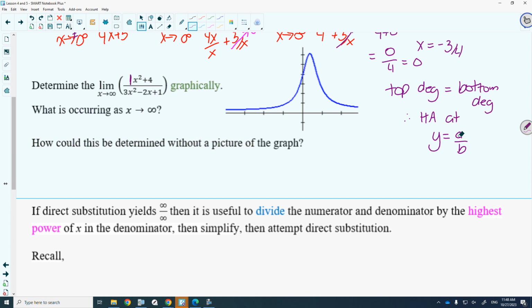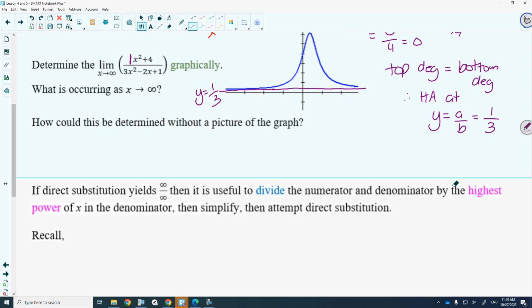A is the leading coefficient of the numerator, which would be 1. B is the leading coefficient of the denominator, which would be 3. So this graph has an HA at 1/3. y is equal to 1/3. There's a horizontal asymptote there.